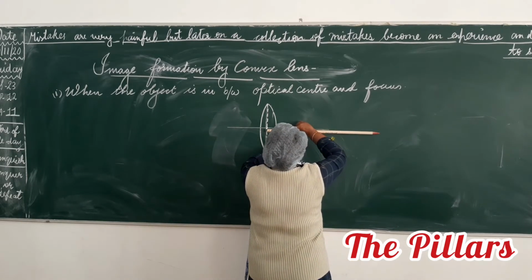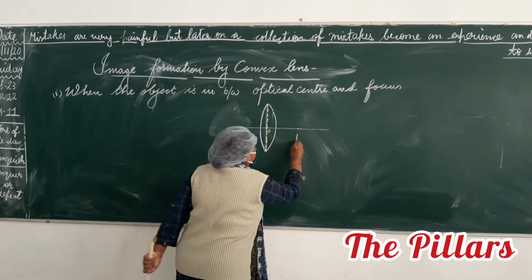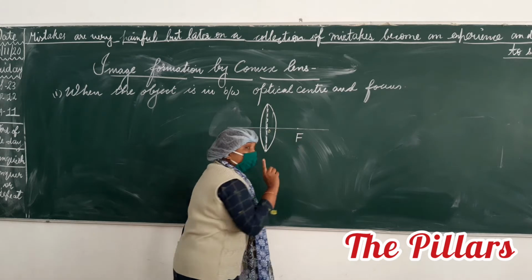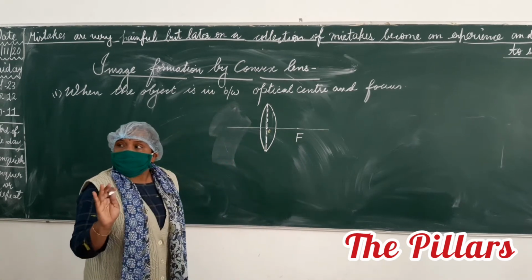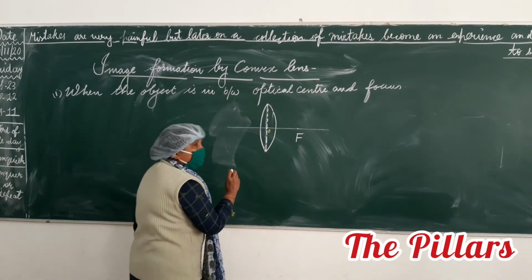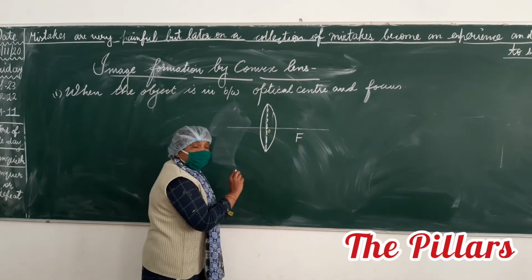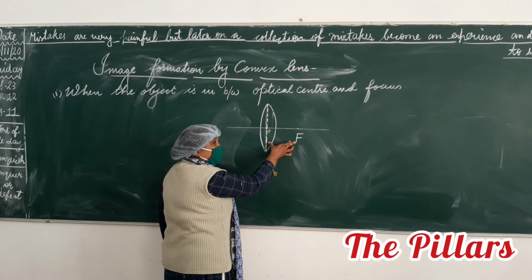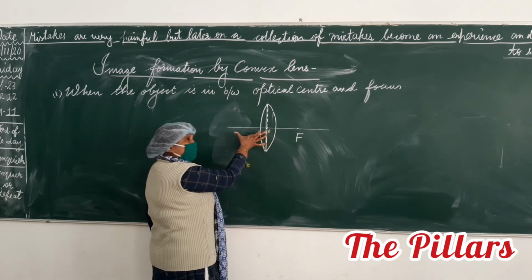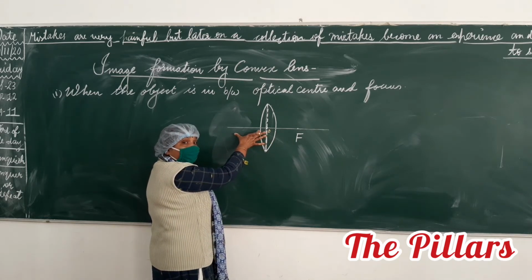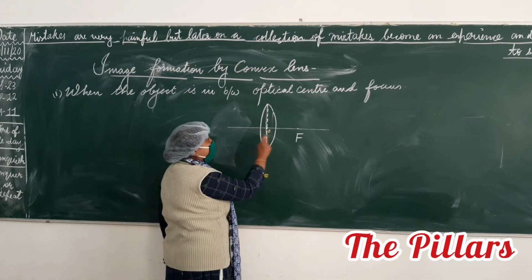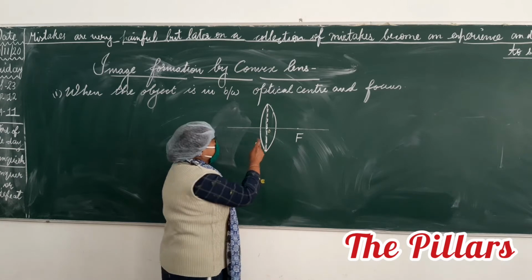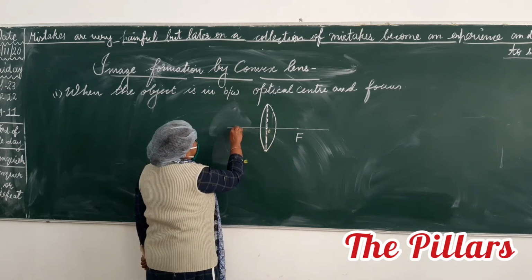If this is 10 centimeter, mark it F2. This is your second principal focus. And tell me please, what will be the position of the first focus? Here, at the same distance. Why? Because the medium remains the same on both sides of the lens. Clear? So from here also at a distance of 10 centimeter.